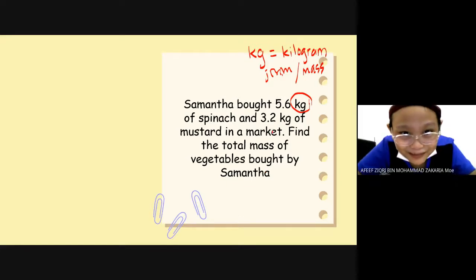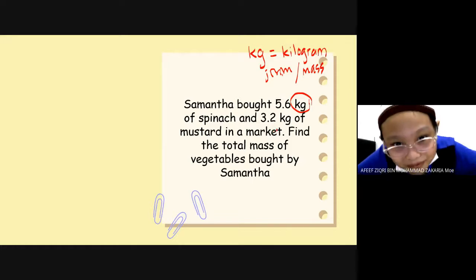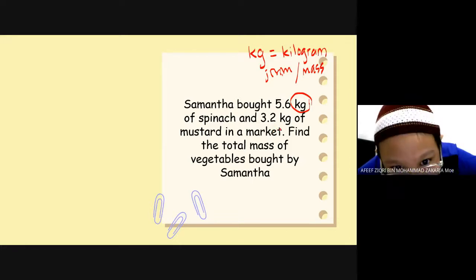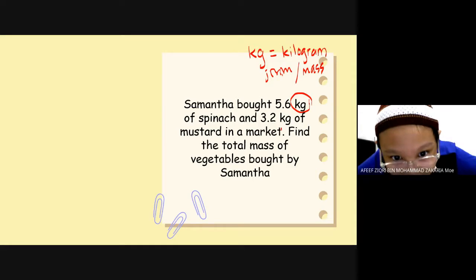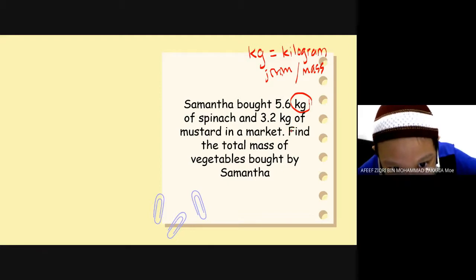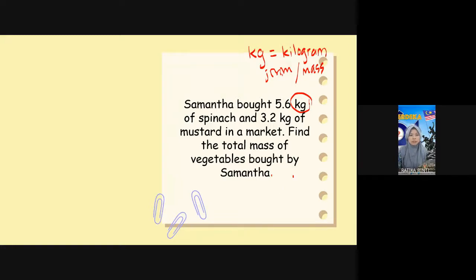Samantha worked by 5.6 kilogram of spinach and 3.2 kilogram of mustard in a market. Find the total mass of vegetables worked by Samantha. Okay, very good. Thank you, Afif.